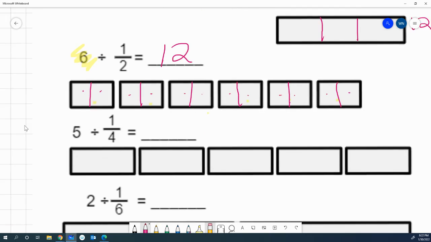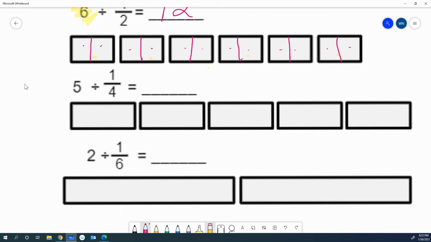Remember to pause or rewind the video if you need to. I want you to try this one on your own. 5 divided by 1/4. Now, when you're getting started with this, I want you to really think about how many lines you need to draw. How many lines should you draw? Go ahead and work it out. For this one, since we're dividing 5 bars into 4 pieces, you're going to draw 3 lines.